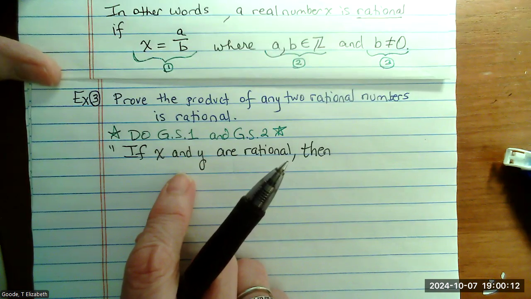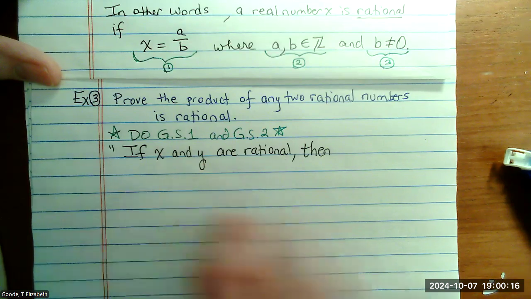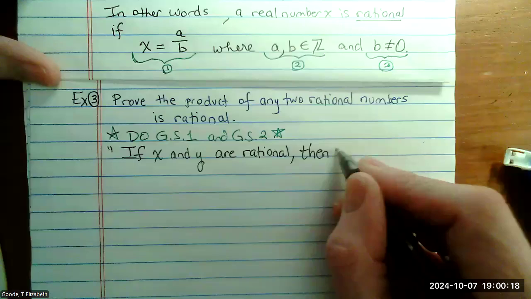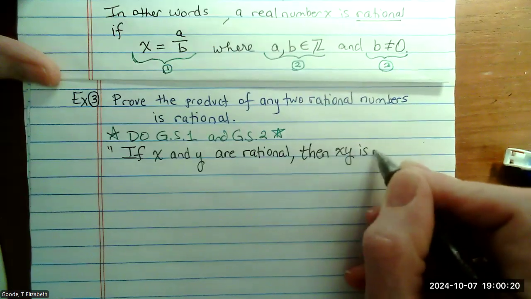What should we write for our then part? We'd like an expression. X times Y is rational. Yes, beautiful. Then X times Y is rational.